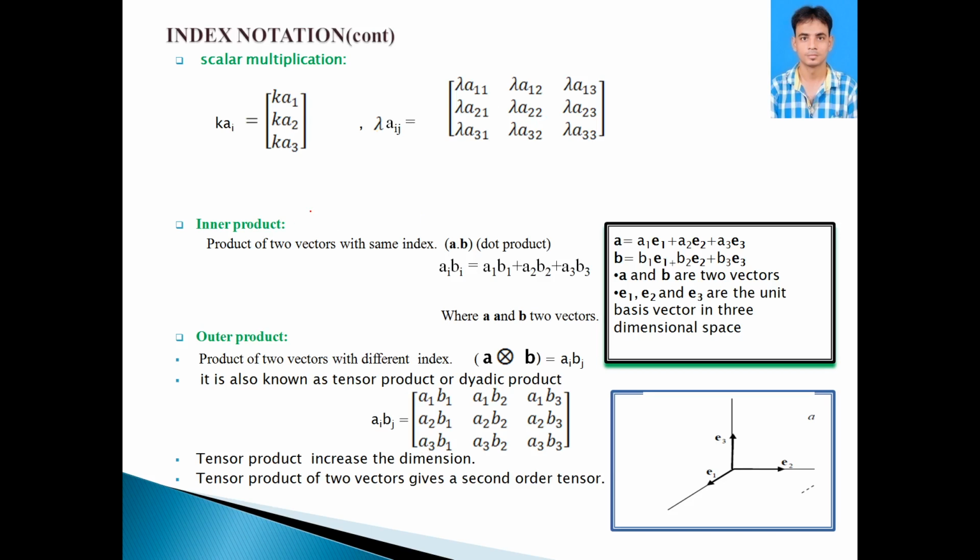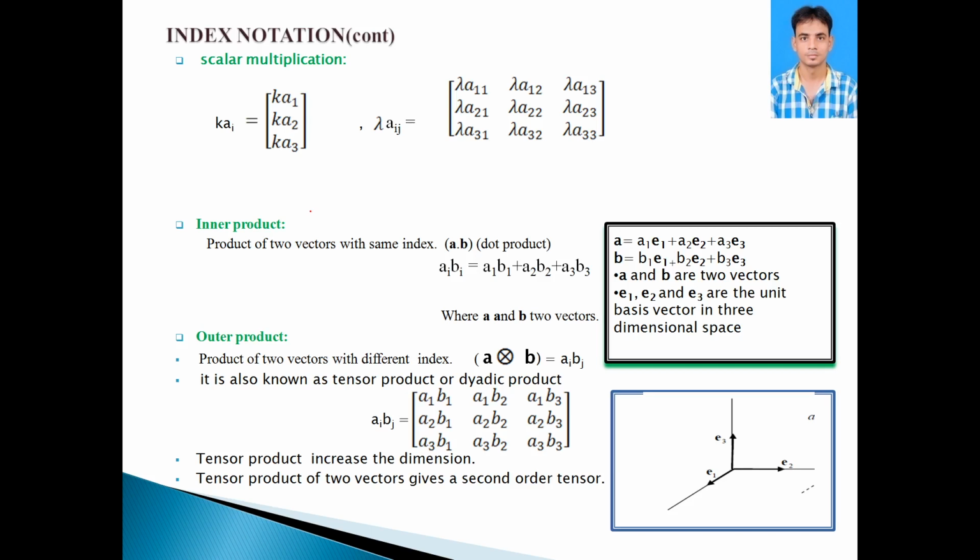Now you know the inner product. Inner product means the dot product, that means the product of two vectors with the same index, represented by the dot product, that is a dot b. So ai bi, same index, because when you want to perform the dot product the index will be the same. That means ai bi, that is a1 b1 plus a2 b2 plus a3 b3.